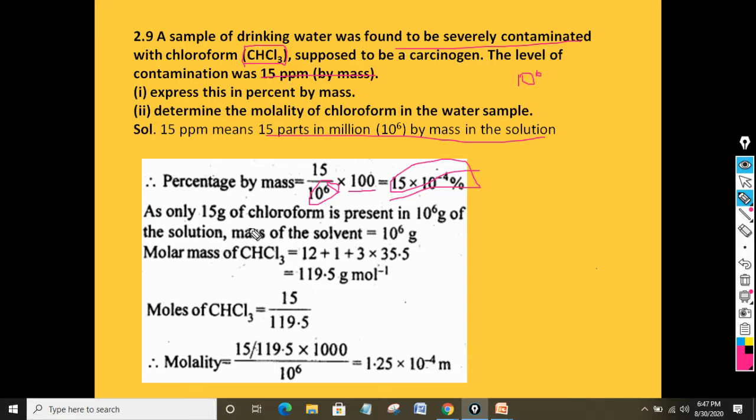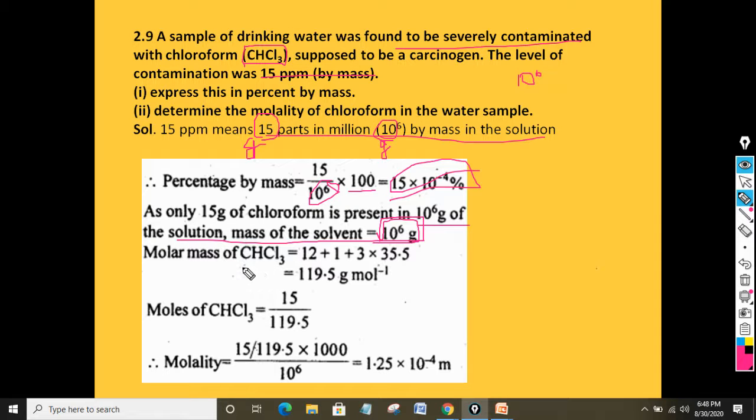Now, only 15 grams of chloroform is present in 10 raised to power 6 grams of solution. 15 ppm, parts per million, means that we have 15 grams of solute in 10 raised to power 6 grams. If we talk in terms of mass, we get the mass of solvent as 10 raised to power 6 grams.